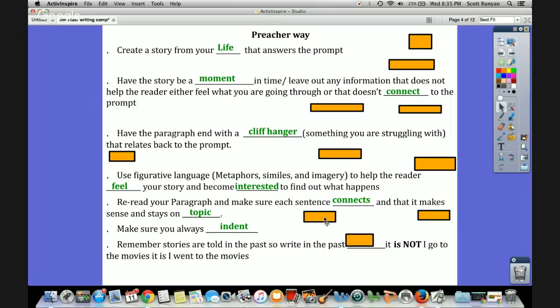All right, and the last thing you need to remember, stories are told in the past. So write in the past tense, right? It is not I go to the movies, it's I went to the movies, right?